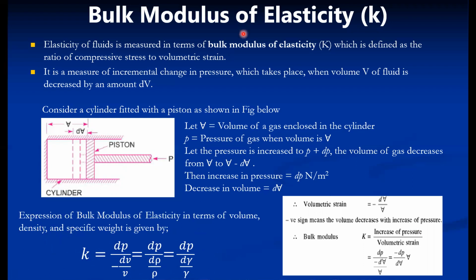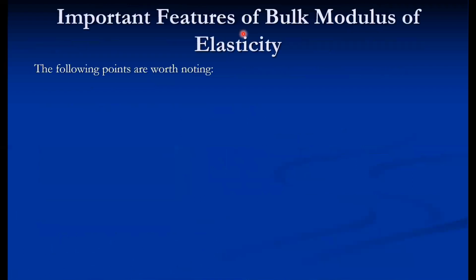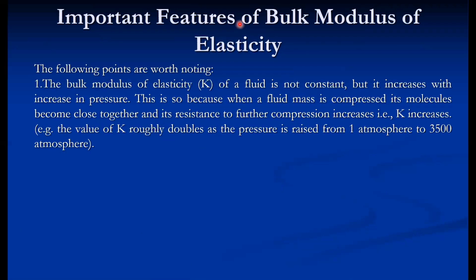This is about the bulk modulus of elasticity. Bulk modulus of elasticity is not a constant term. It varies with pressure as well as temperature. It increases with increasing pressure, because when the fluid mass is compressed, its molecules become closer together and its resistance to further compression increases. That is, K increases. For example, the value of K roughly doubles as the pressure is raised from 1 atmosphere to 3500 atmosphere, or bar we can say.